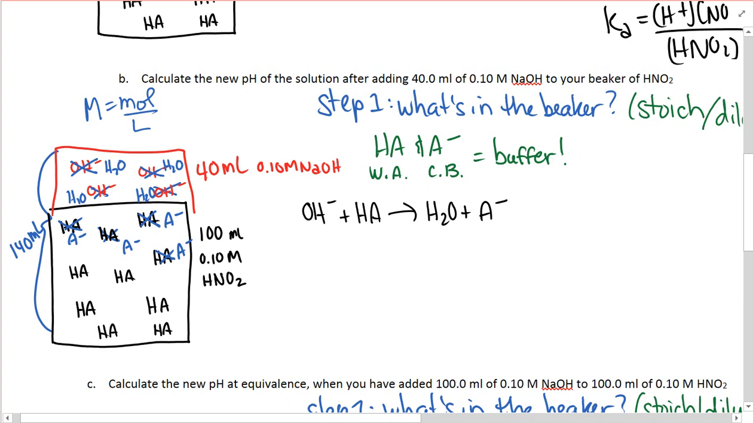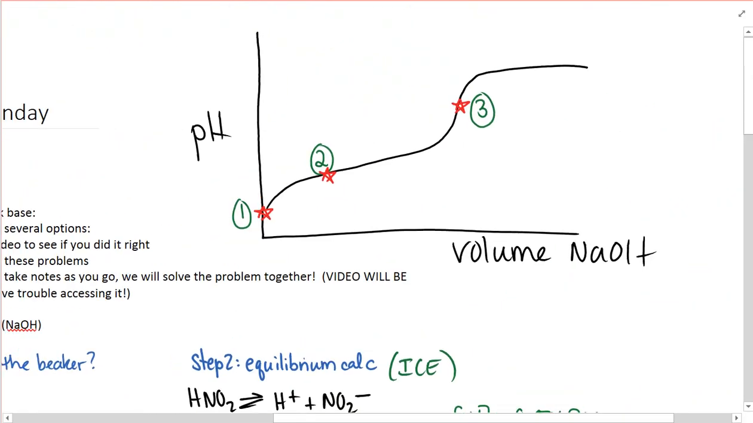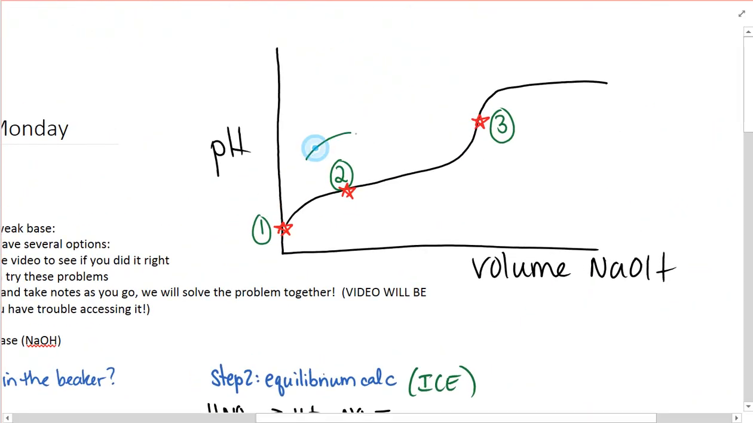There are two ways in which you can make a buffer. You could just mix together a weak acid and a conjugate base, okay? Or you could start with pure weak acid, add some strong base to it, and therefore generate some of the conjugate base, and then voila, you have a buffer again. And you'll notice over here, if we go back to this graph, remember we're here in this zone in the middle, and this is the buffer zone. This is the buffer region.